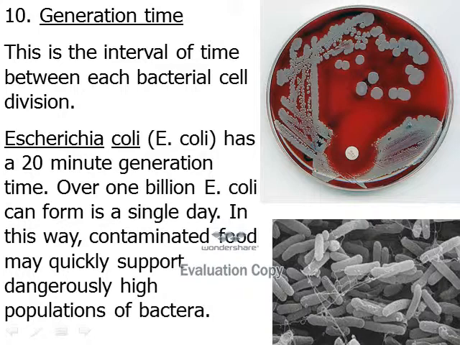Generation time. This is the interval of time between each bacterial cell division. One of the all-time champs, Escherichia coli, we often just call E. coli, 20 minutes between each cell division. So you might start the day with one E. coli. Let's say you touch your sandwich with your finger, and then you leave that sandwich sitting all day long. Oh, I forgot to take it to work. I'll just eat it tonight. Okay. By the nighttime, that one bacteria has become over 1 billion. So they contaminate food very quickly, and we suddenly reach dangerously high populations of E. coli. Watch out for this one.